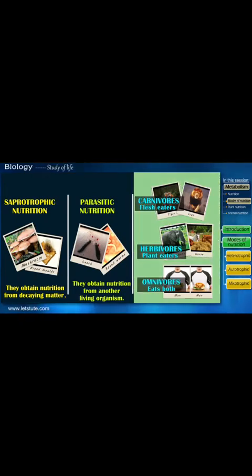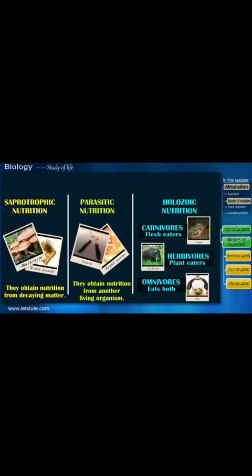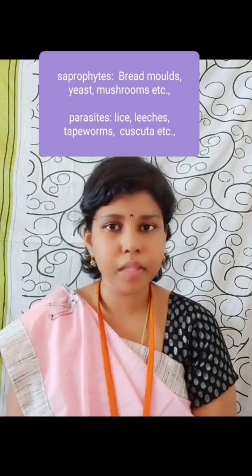Now, all these higher forms of animals we just mentioned here have a proper digestive system. Hence, they are said to be using the holozoic mode of nutrition. Here in the heterotrophic mode of nutrition, three different types we have observed: saprophytes, parasites and holozoic nutrition. Saprophytes are the organisms which break down the food material outside and then absorb it. For example, bread mold, yeast, mushrooms, etc.